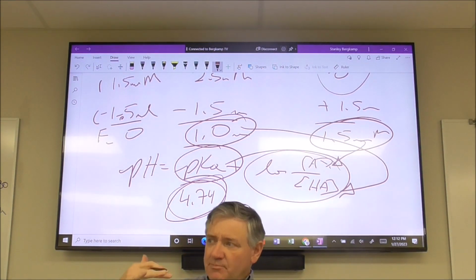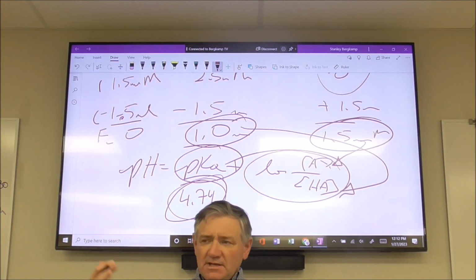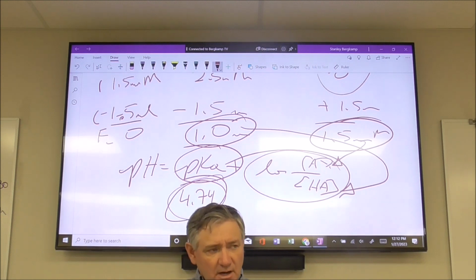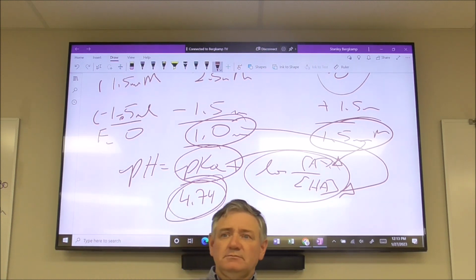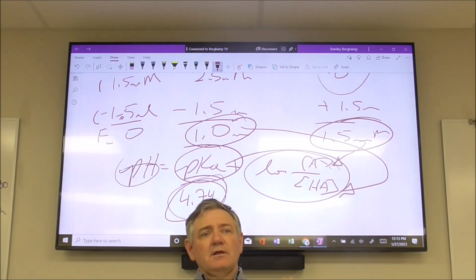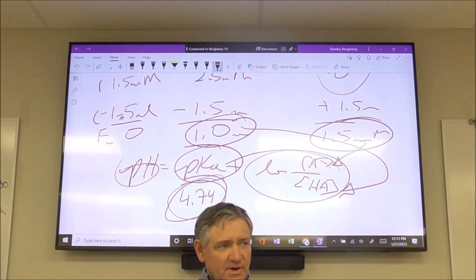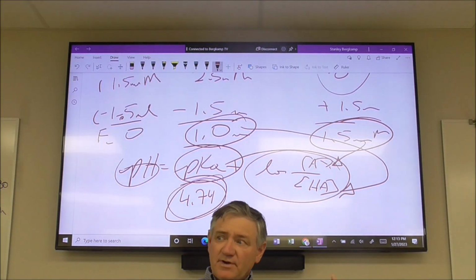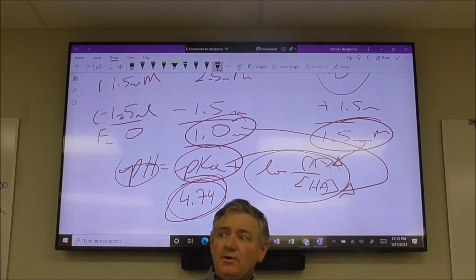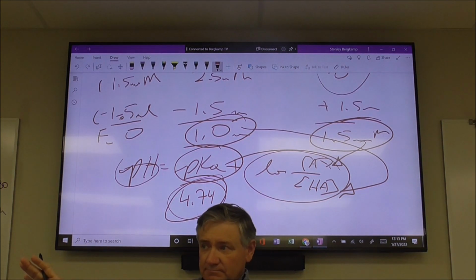Don't be afraid to step away from this equation and look at it and go, oh, I'm going to be taking the log of a value of 1.5, okay? When I take the log of a value 1.5, is the log going to be a positive or negative value? Positive. So I know when I get my answer that my pH is going to be bigger than 4.74. If I punch something wrong into the calculator and I get a value less than 4.74, then I know I've done something wrong. Okay? Cool with that.